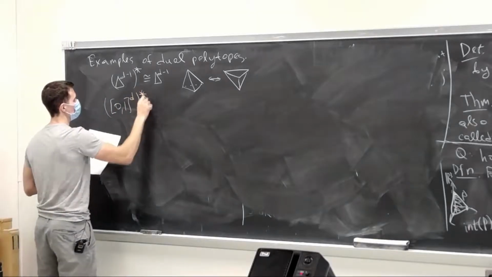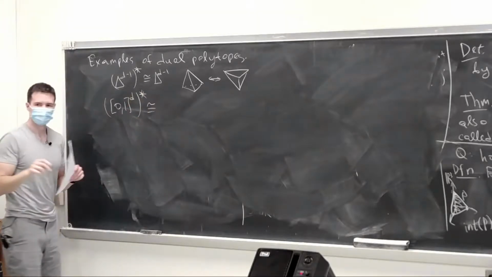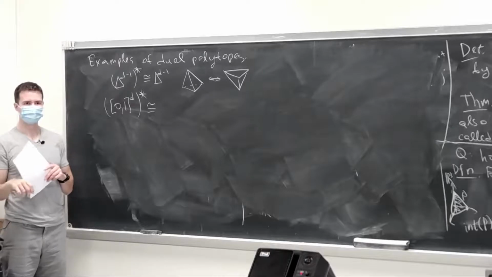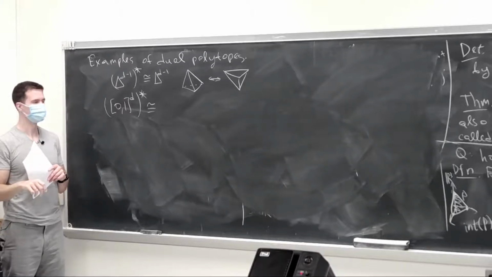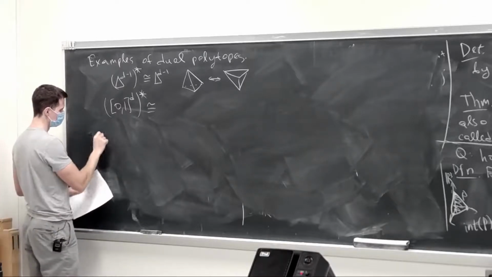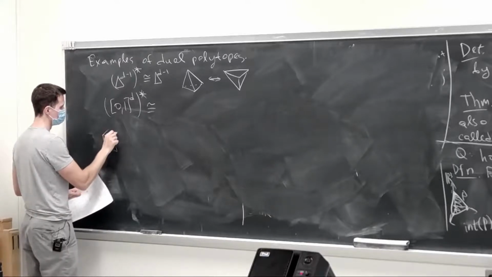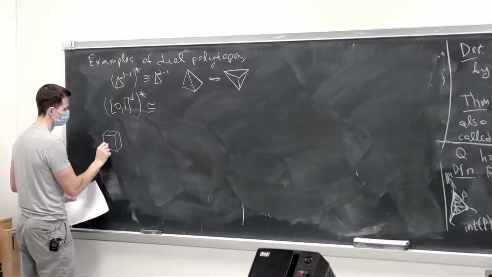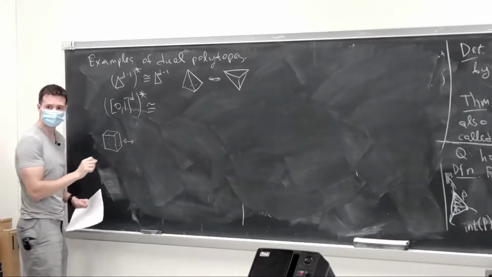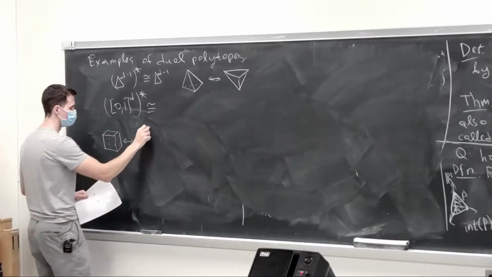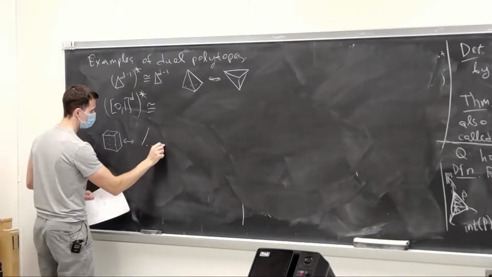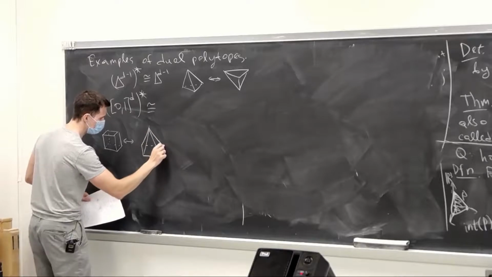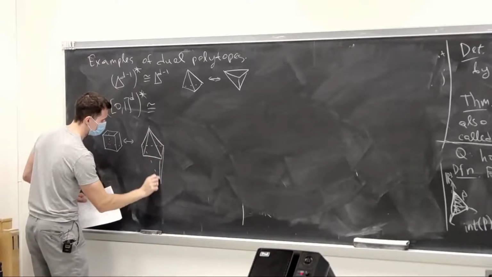Okay, what's the next one? Let's say I take the cube and I take the dual. What am I going to get? Let's say in 3 dimensions. Octahedron. The cube is dual to the octahedron.